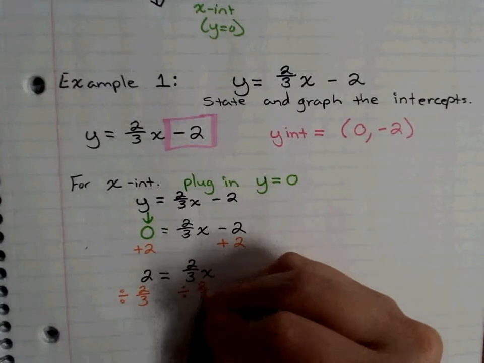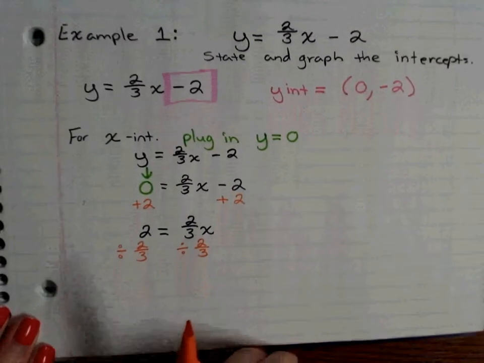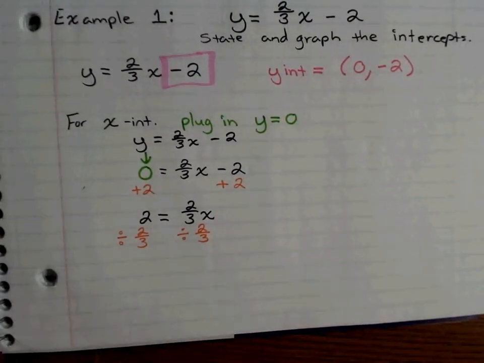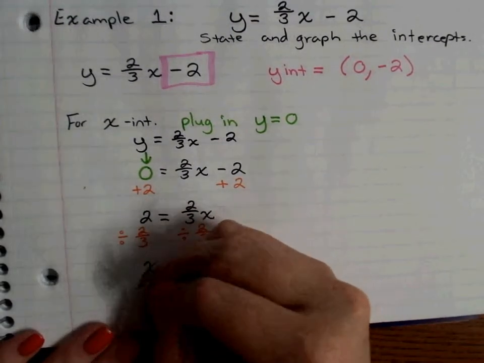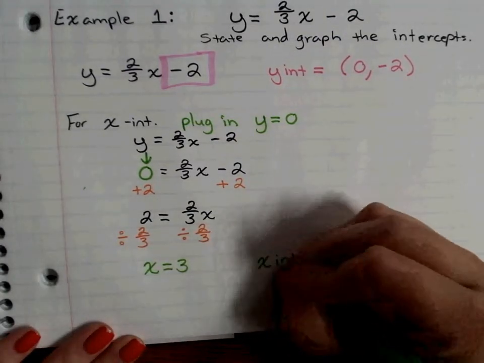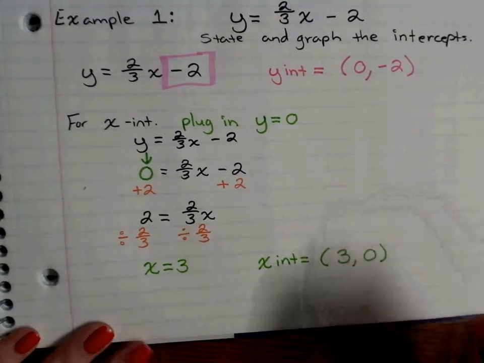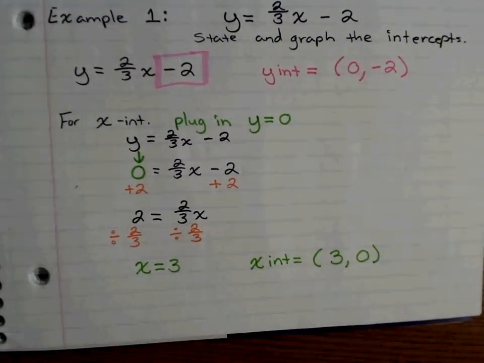Or you could multiply both sides by the reciprocal, which would be 3/2. So if we do 2 divided by 2/3, or 2 times 3/2, what would that give us? 3. So x is going to be equal to 3. So my x-intercept is a positive 3 when y is equal to 0. So now I have both of my points. All I have to do is graph them.